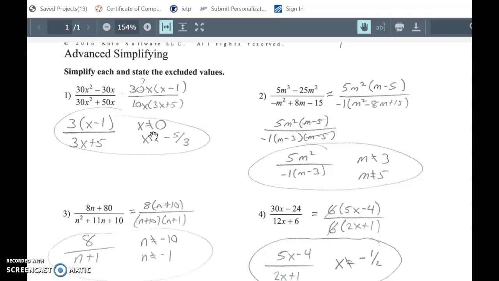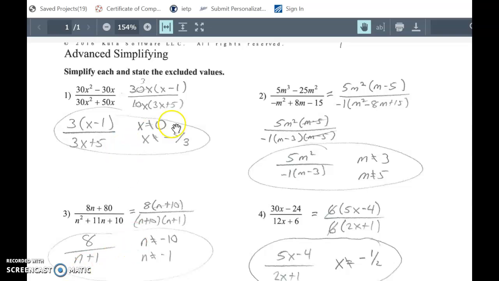The reason they're excluded is because the bottom of a fraction can never be 0. That's something we all know. You can't divide by 0. And because the bottom can't be 0, we look at the problem and say, alright, what values would cause this fraction to not exist? Those would be the values that would make the bottom be 0.